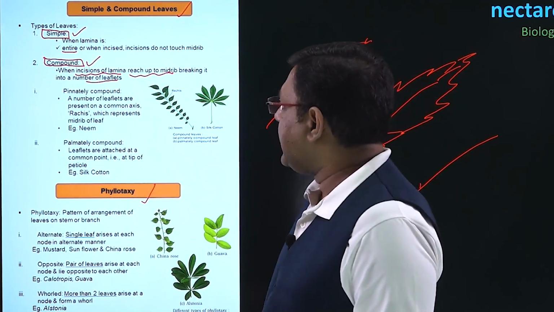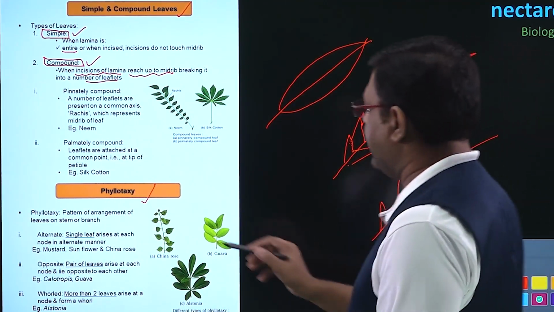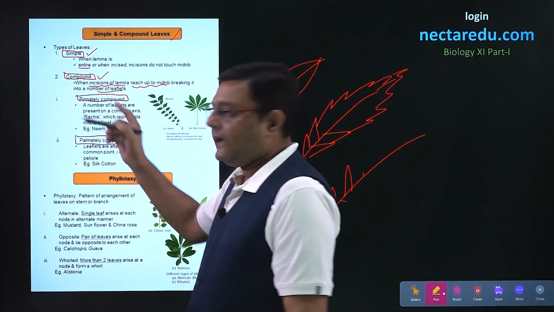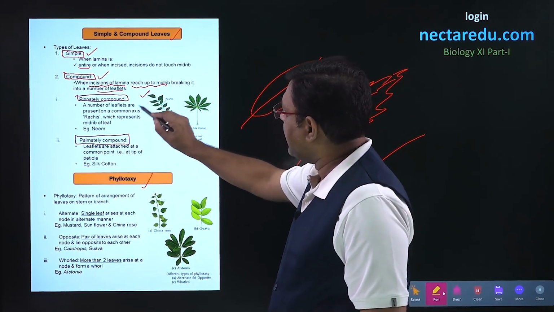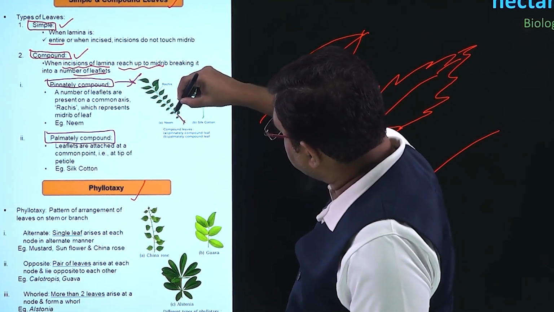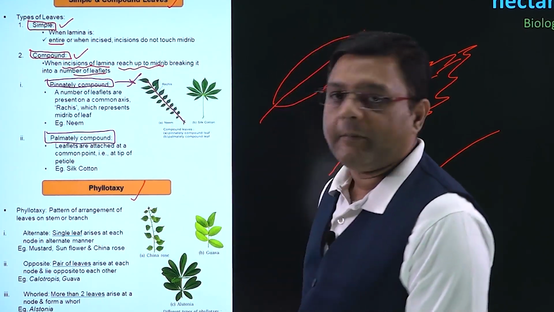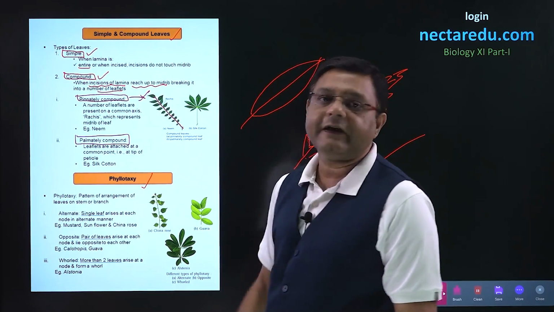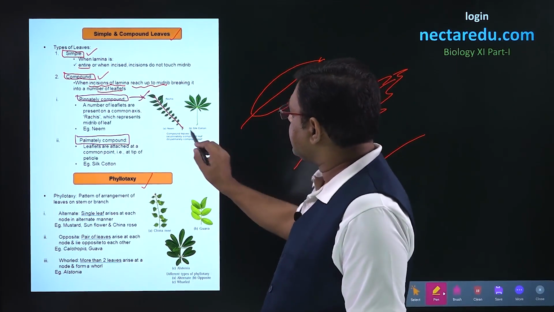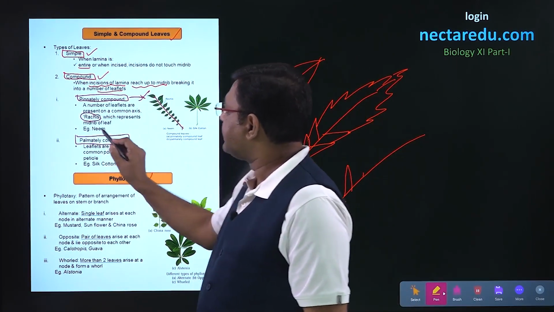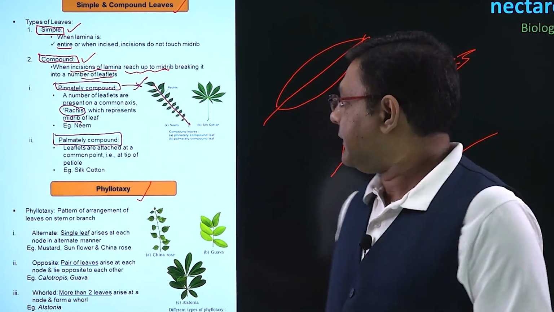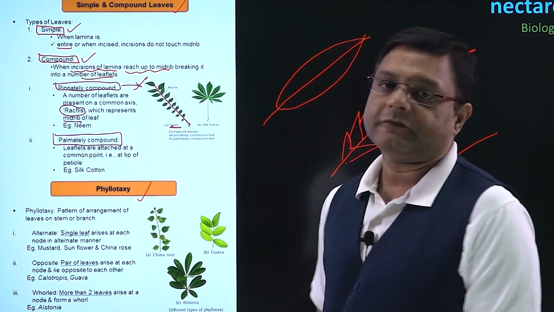Compound leaves can be of two types. The first is called pinnately compound and the second is called palmately compound. In the first case, this is an example of a pinnately compound leaf. In this, there will be a common axis, and on this common axis there will be many small leaflets present. In this case, the common axis is called the rachis, and we can say that the rachis is the midrib of the leaf. A common example shown here is neem leaves.